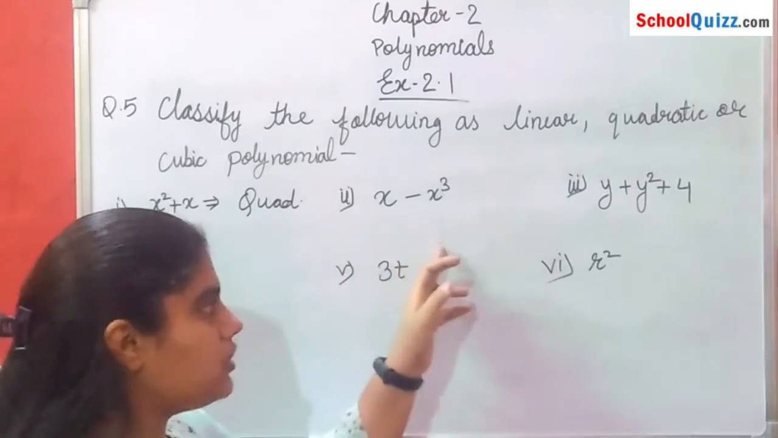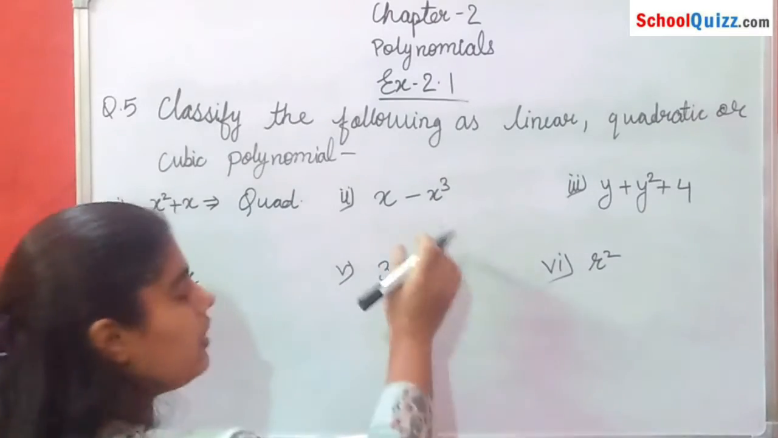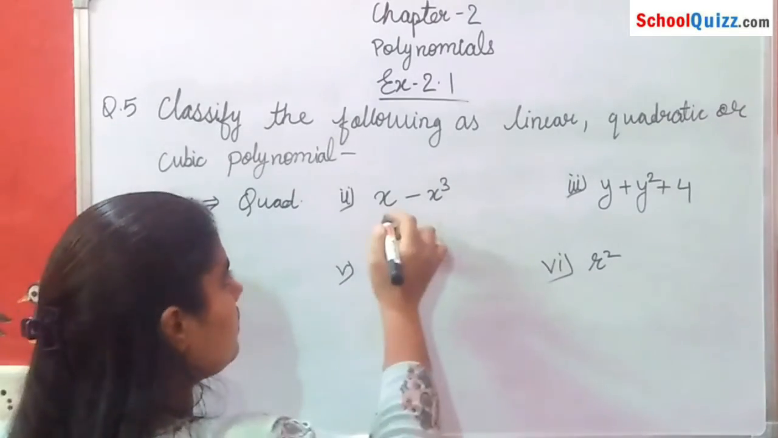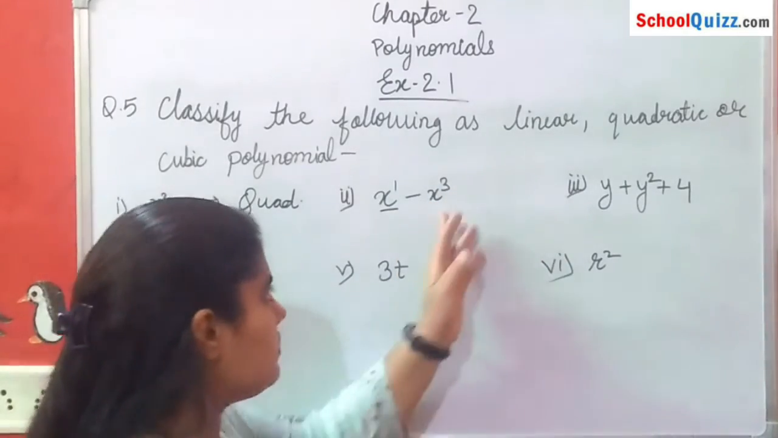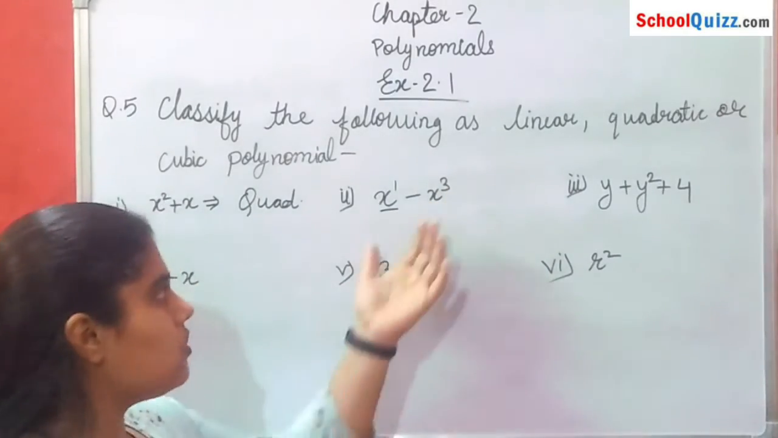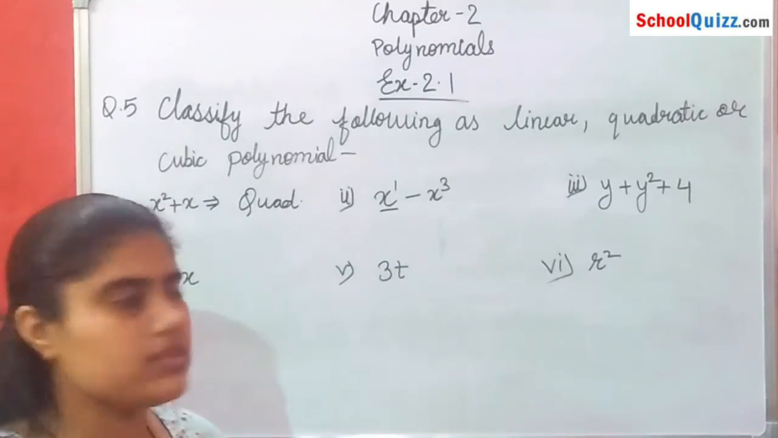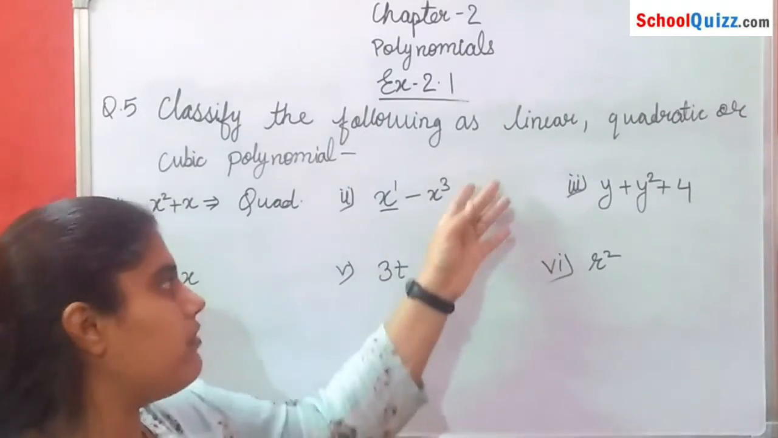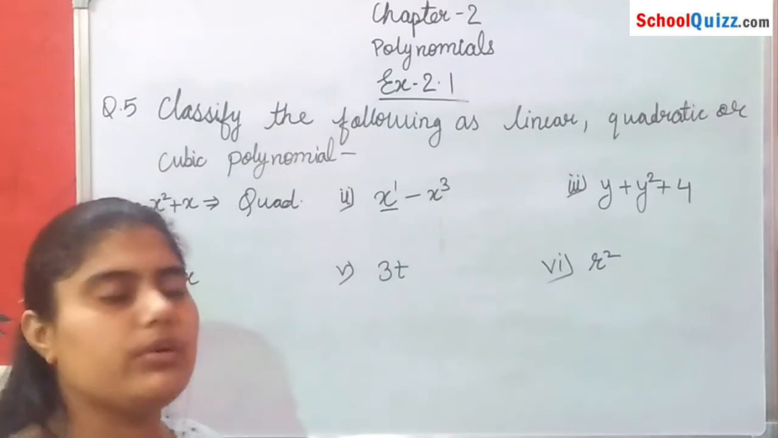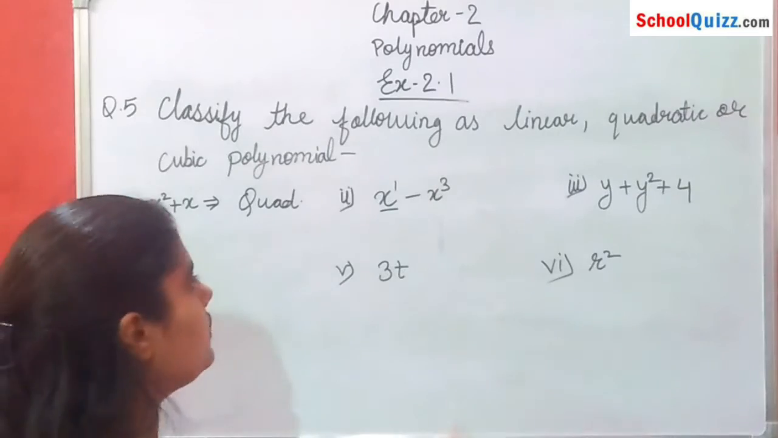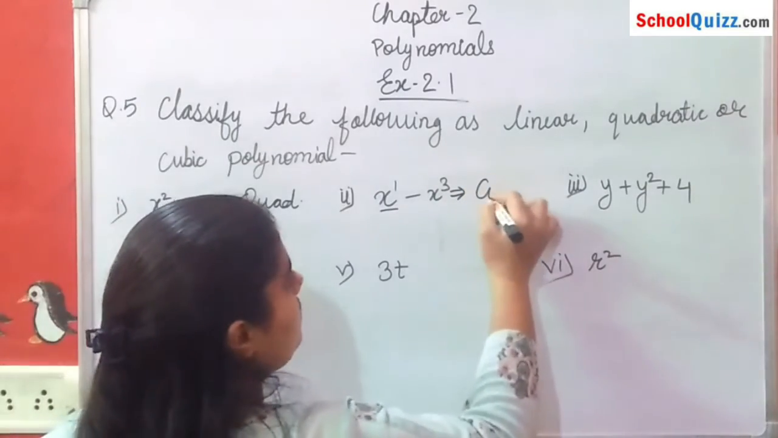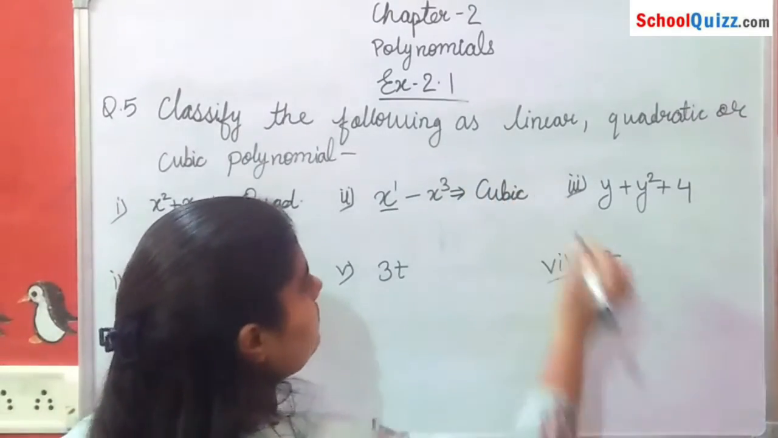Now moving to our next question, x minus x cube. Here again the variable is x. The first term has the power 1 and the next term has the power 3. So which is the highest power of x? 3. The highest power is 3. So what will the degree be here? 3. Now if the degree is 3, which polynomial is this? This one is a cubic polynomial.